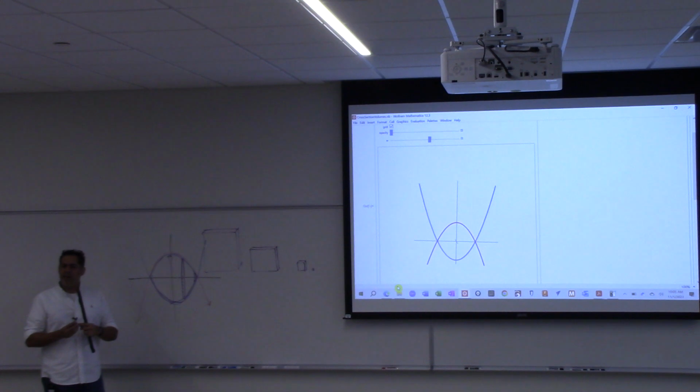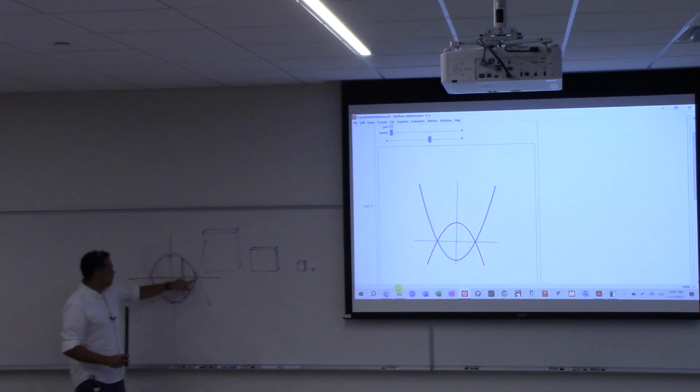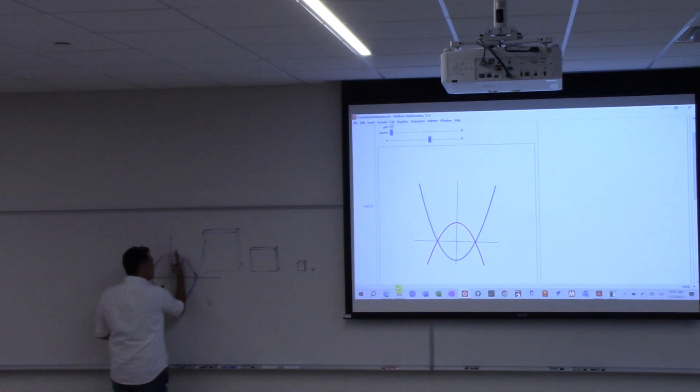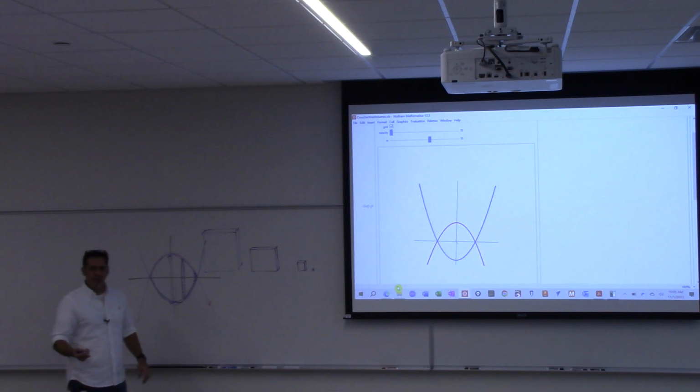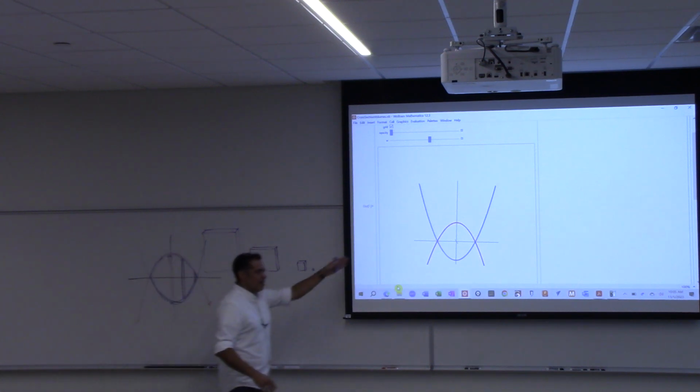Do you all kind of have an idea of at least my verbal explanation of what this solid is? This is what its footprint looks like. And I'm telling you that when I take slices that are perpendicular to the x-axis, I get squares. The question is, what is the volume of this solid? All right, well, I'm going to show it to you first.